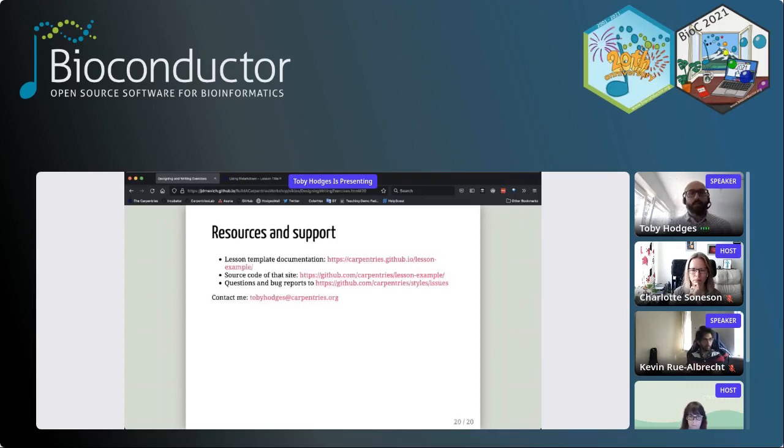So then last, but certainly not least, resources and support for working with this in this workshop and also beyond. The template documentation that I just showed you a page from and that I'll paste the link to in the chat. The source code for that site, because that site itself is built with the lesson template, and so it's a good way to compare source files with the rendered content as well. Questions and bug reports, however, should be made to a different repository, this third URL shown here, that we call the styles repository.